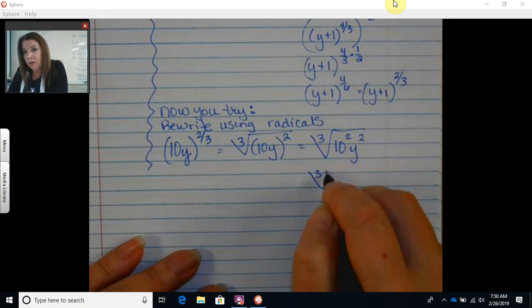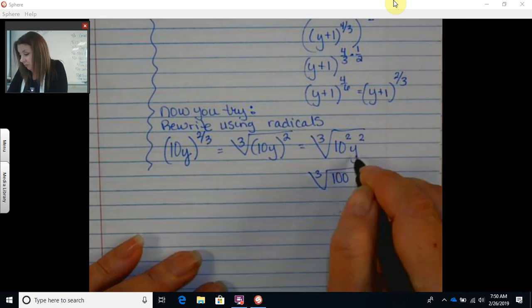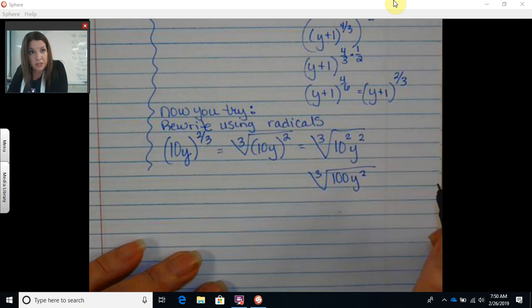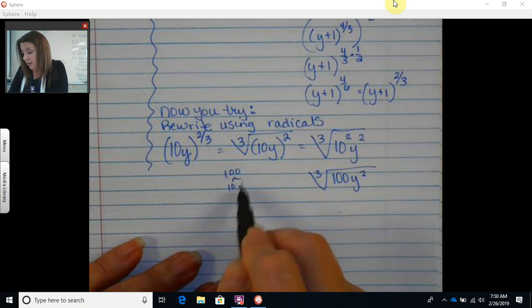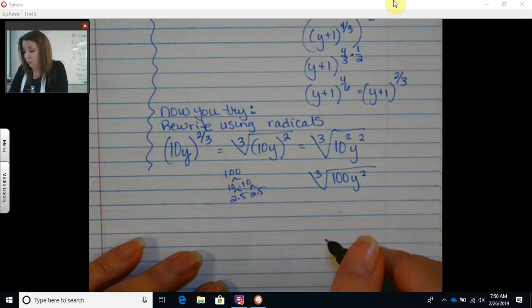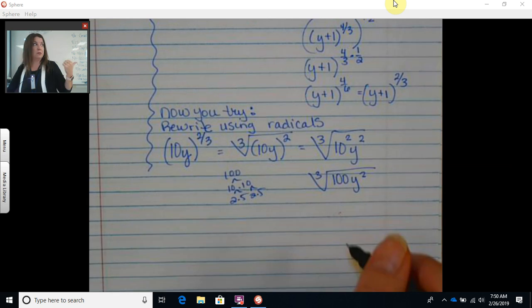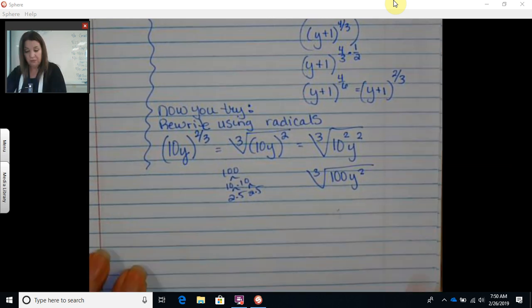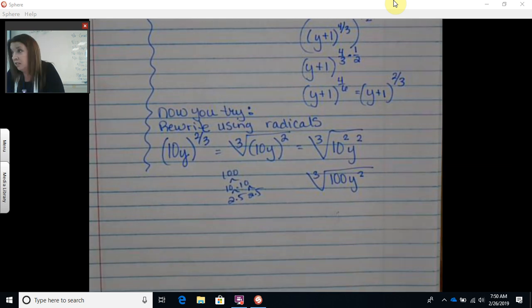100 y squared. Is 100 a perfect cube? No. Does it have perfect cube factors? It doesn't, right? So if I break that down, my prime factors will be 2 times 5 times 2 times 5. So there's nothing else I can do. And y squared, there's only 2 of them. I need 3 to simplify it, right? So, good to go. All right, try this one out.